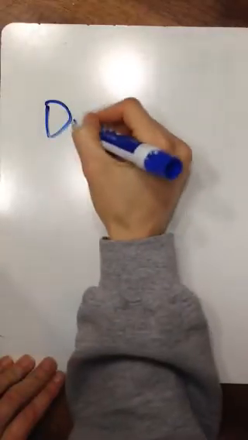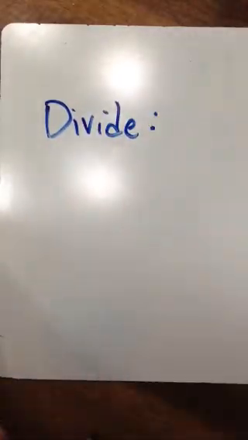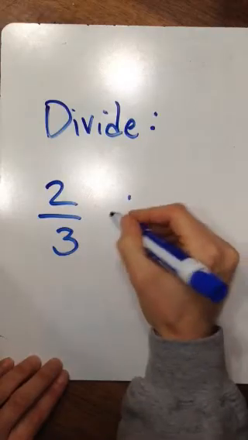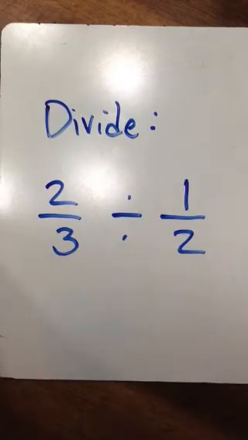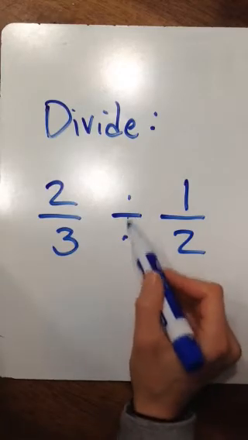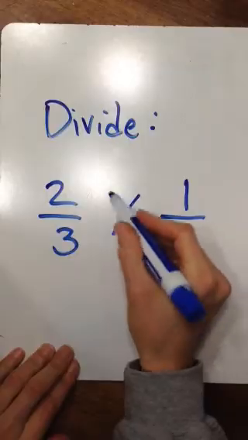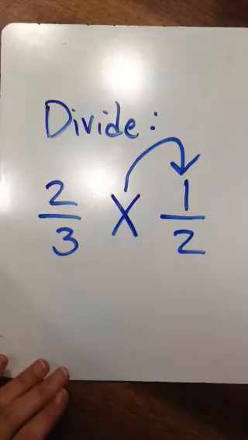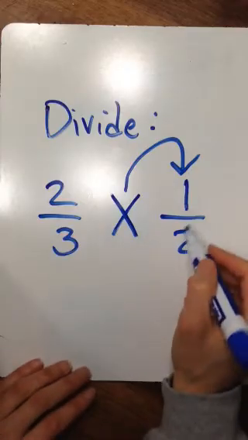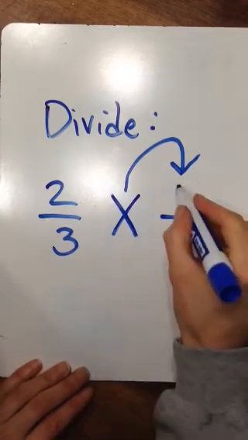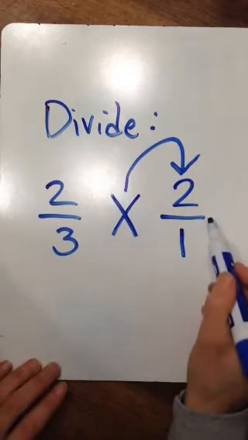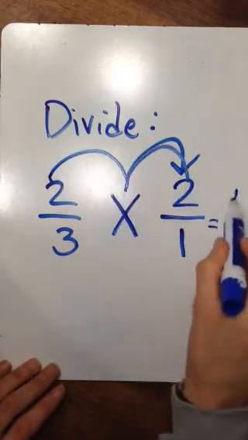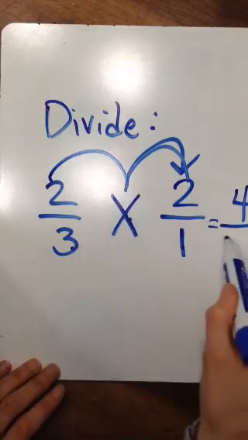Okay, now let's do another one. Here's an example. It says divide 2/3 divided by 1/2. Again, hopefully you can see that we're going to change this division problem to a multiplication problem. And when we do that, we have to change the fraction to the right to its reciprocal. So 1/2 would become the opposite, 2/1. And then now let's work it. 2 times 2 is 4, and 3 times 1 is 3.